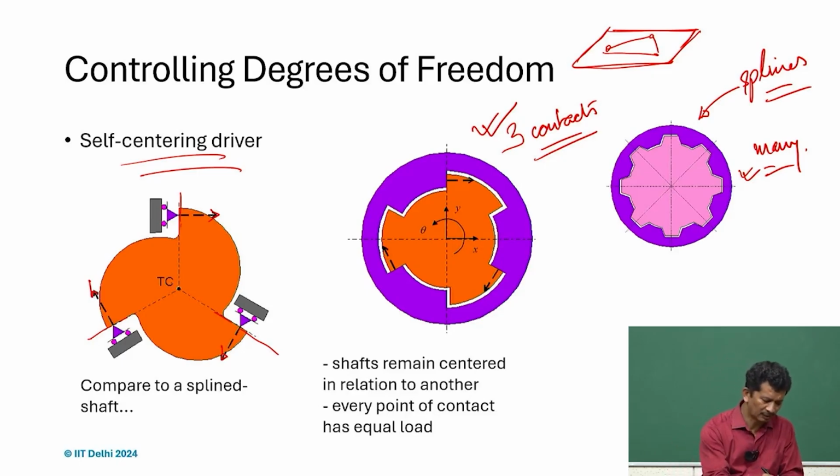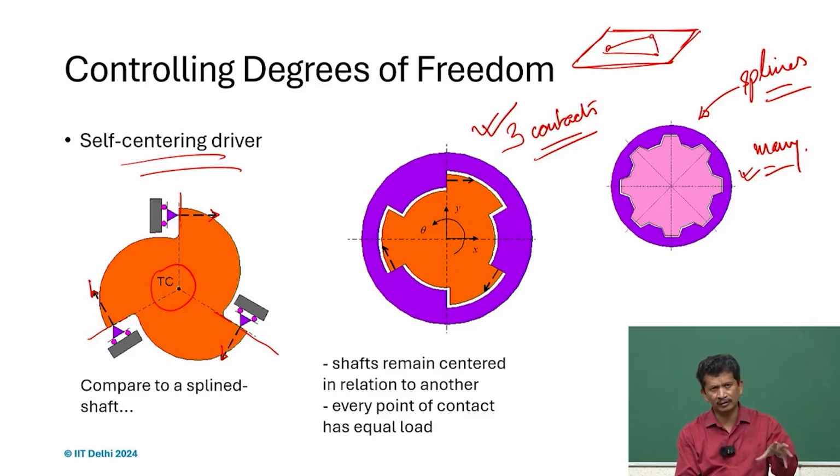And there is also a concept of thermal center. What you realize is that if there is any differential change in dimension, either contraction or expansion, thermal expansion, this thing will simply slide. That is why you see the rollers here.